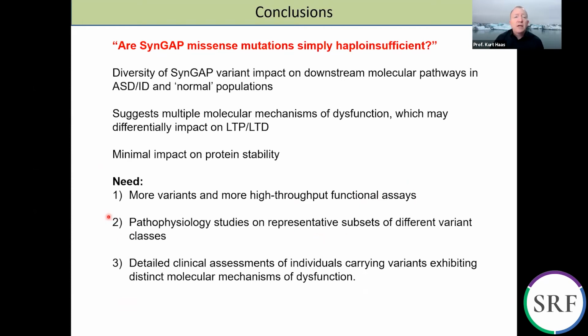We need to then take forward our most impactful variants, our representative variants of different classes, to studies of pathophysiology in neural cultures and animal models. And we really need well-detailed clinical assessments to link these specific molecular mechanisms to specific patient phenotypes.